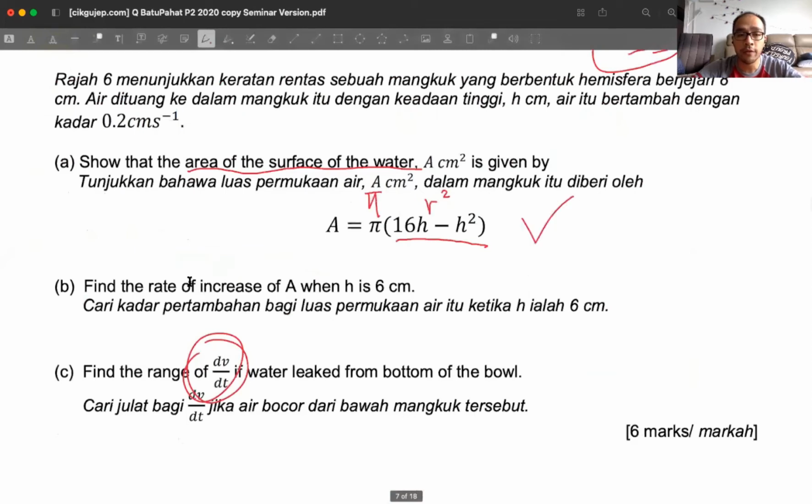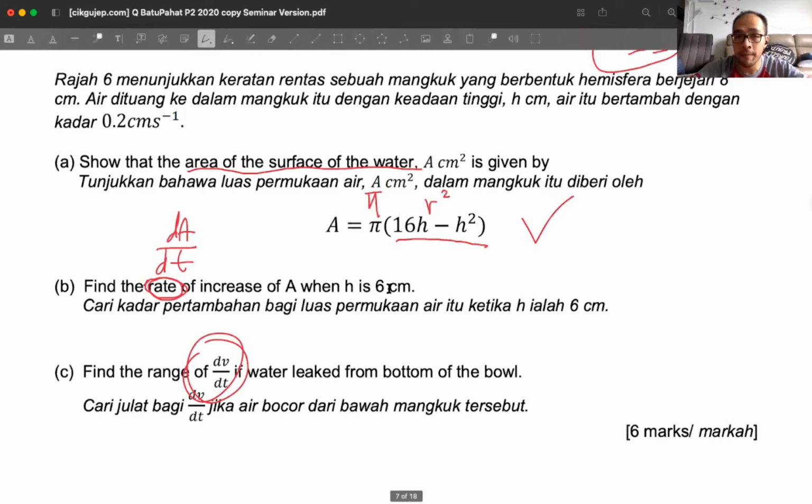Find the rate of increase of A when h is 6 cm. So the rate of increase of A is dA/dt. How do you know it's dt? Why not dh? Because of the word rate. Those of you who are not choosing to answer our differentiation questions, you can ignore this now, but I want to help everybody as much as I can. This is a hot question, so we have to answer this anyway. So dA/dt is what we want to find.